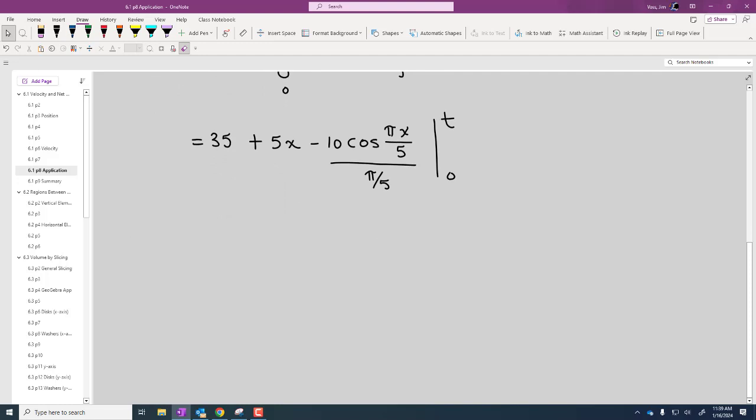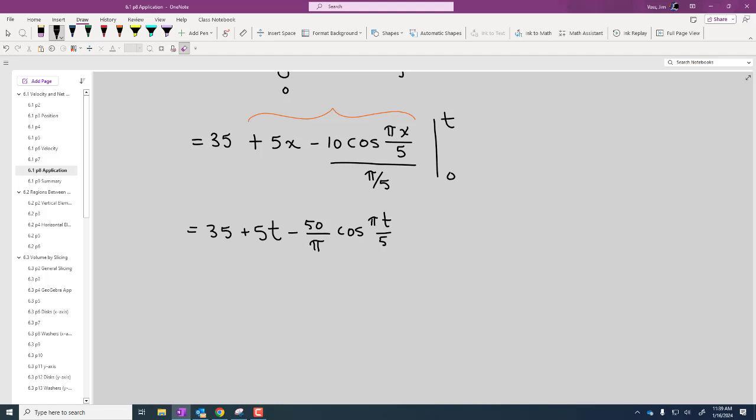Okay. This is the antiderivative in here, so that's what we're plugging the t and the 0 into. The 35 is not part of that. So let's plug in the t first. We get 5t. And now here, dividing by a fraction, we multiply by the reciprocal, so we get negative 50 divided by pi times cosine of pi t divided by 5. So that's the antiderivative evaluated at our upper limit of integration.